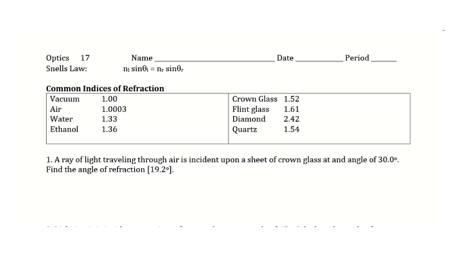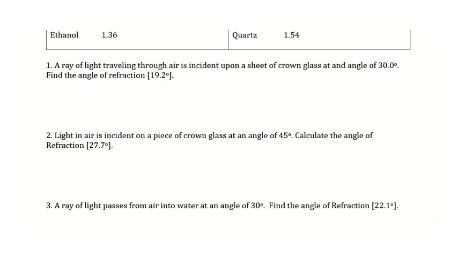So let's take a look at some equations. A ray of light traveling through air is incident upon a sheet of crown glass at an angle of 30 degrees. Find the angle of refraction. Let's begin by labeling everything we know. That's going to be the boundary between our two media, and I like to sketch the normal, which is the line perpendicular to the medium change.